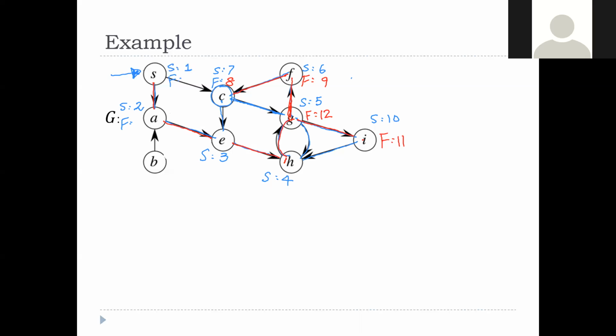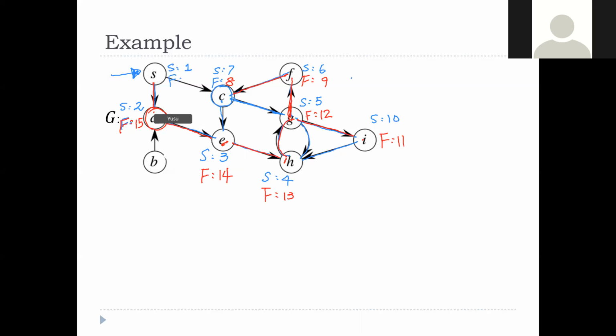Then we go back to whoever discovered G, which is H, its predecessor, okay? And then at H, there's no more neighbor of H, so then H is also done. The finishing time is 13. We go back to its predecessor, okay? And E is its predecessor, and E doesn't have any other neighbor either. So we mark that, okay, we're done with E as well. Finishing time is 14. We go back to its predecessor, which is A, okay? And then at A, we also don't have any other neighbor to explore. So A is also done. Its finishing time is 15.